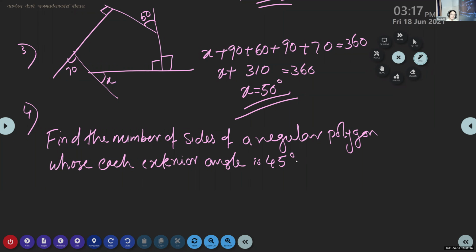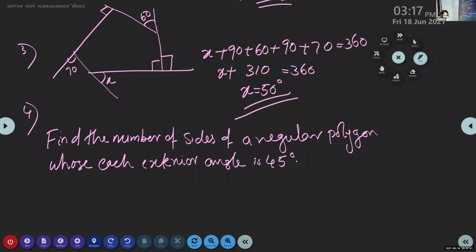And we know that for any polygon, the sum of exterior angles is 360 and one angle is 45 degrees. So how can we find the number of sides? Ma'am, 360 divided by 45. Very good. 360 divided by 45.